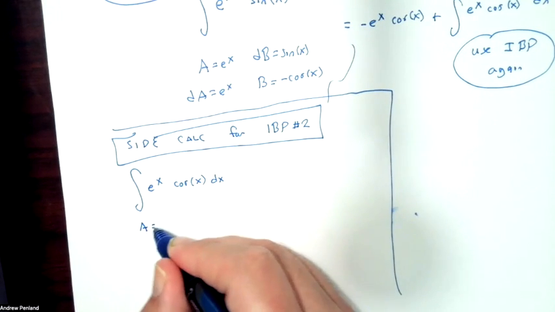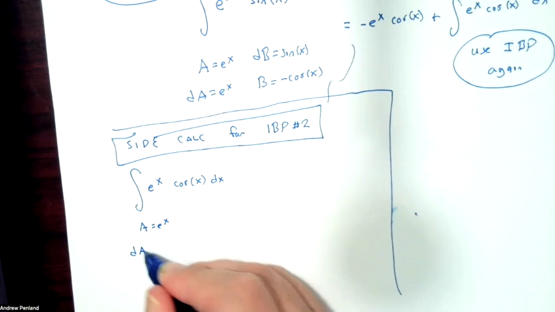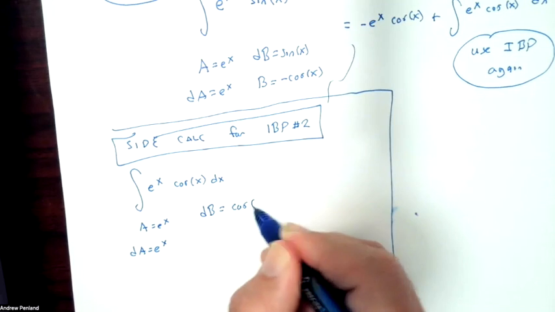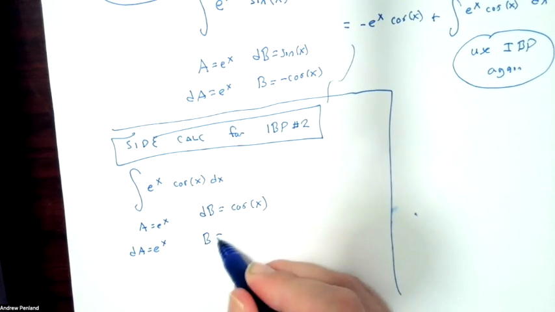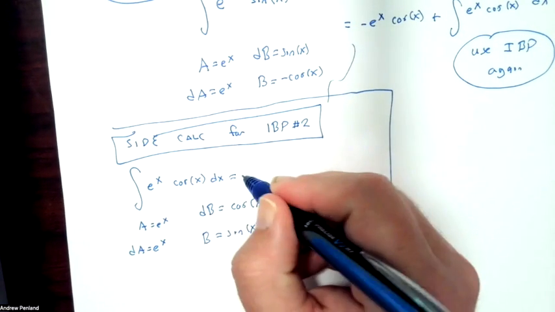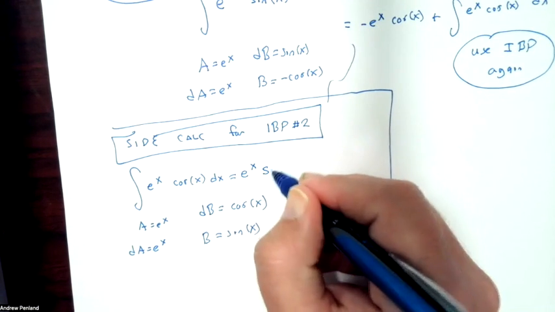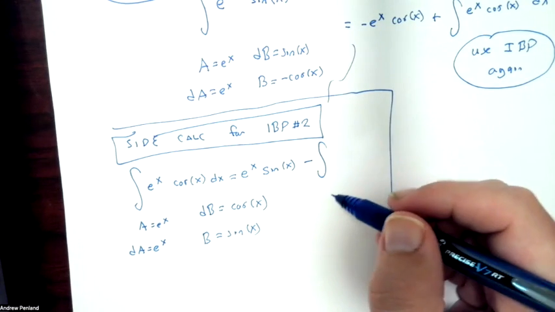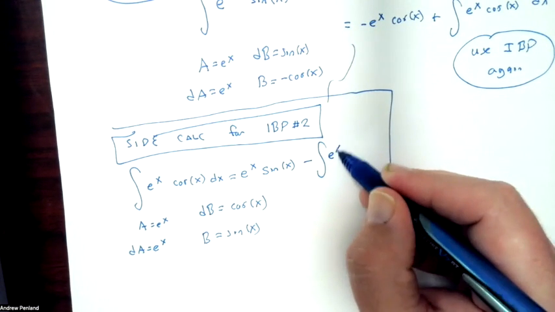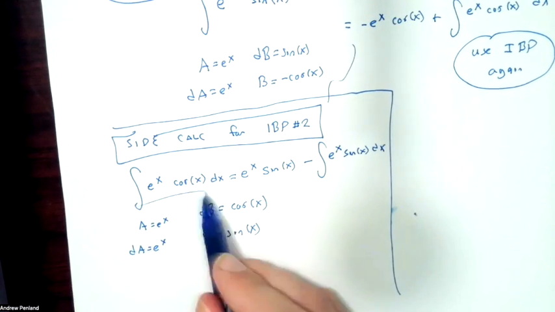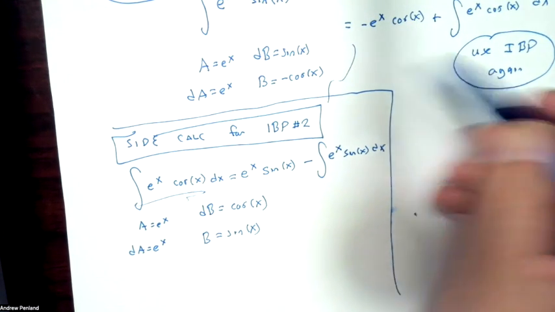So I'm going to say a is equal to e to the x, dA is equal to e to the x, and dB is equal to cosine of x. So b is equal to sine of x. And when I plug this in, I get e to the x times sine of x minus the integral of e to the x sine of x dx. Okay, so I figured out that this integral is equal to this whole thing. So I'm going to carry that over now.